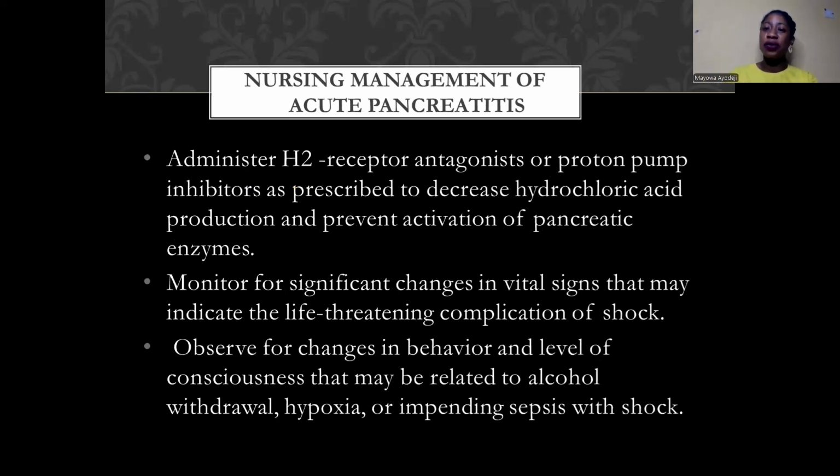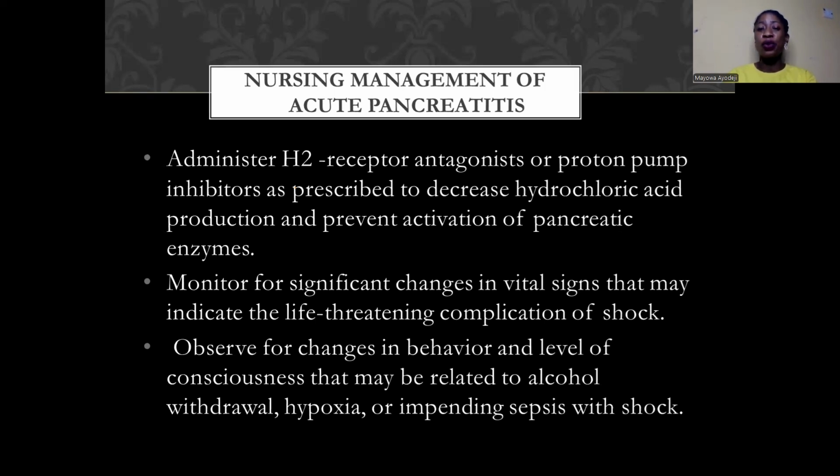Administer H2 receptor antagonists or proton pump inhibitors as prescribed to decrease hydrochloric acid production and prevent activation of pancreatic enzymes. The pancreatic enzymes will be activated with time if they do not find their way to the duodenum. So this H2 receptor antagonist helps to decrease hydrochloric acid production and also to prevent activation of pancreatic enzymes. You have to monitor for significant changes in their vital signs. There is an inflammatory process going on.